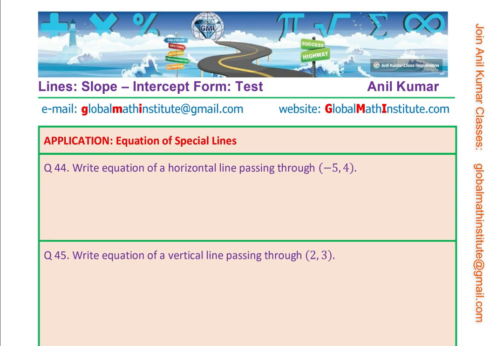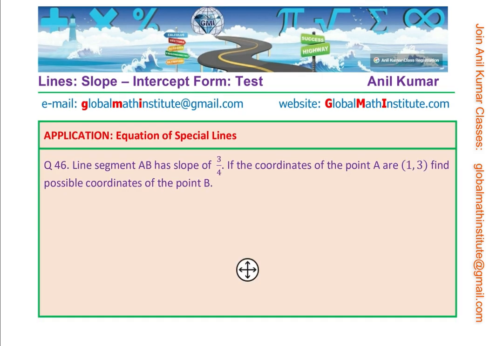Write equation of horizontal line through this particular point. And 45 is to write the equation of vertical line through the given point. Question 46. Line segment AB has slope of 3 by 4. If the coordinates of point A are 1, 3, find possible coordinates of point B.